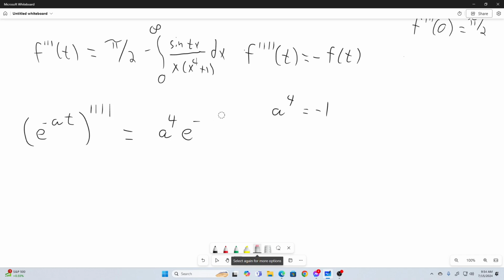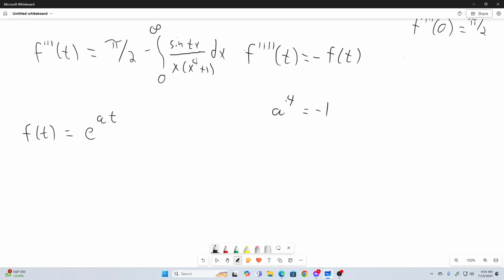So we know our f of t is going to have this form. Our f of t is going to have the form e to the at such that a to the 4th is equal to negative 1. Well, this a to the 4th is going to have, by the fundamental theorem of algebra, I believe, 4 separate solutions.